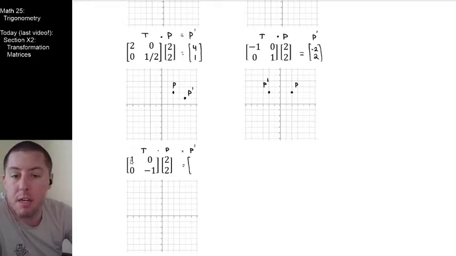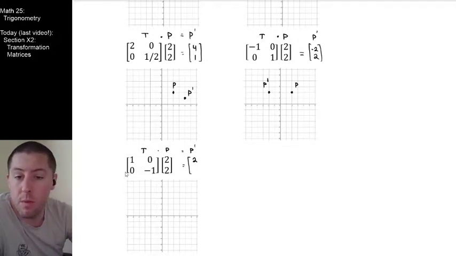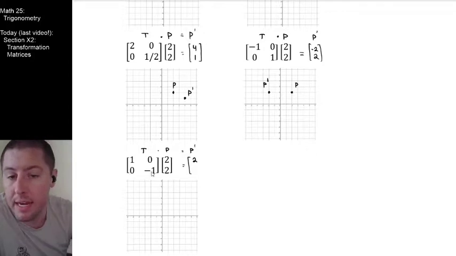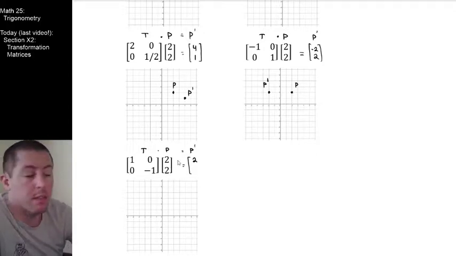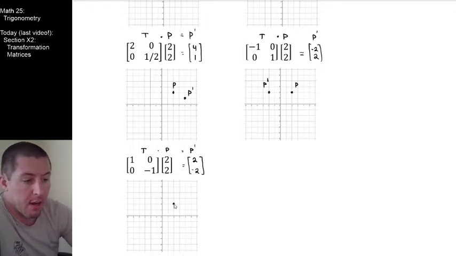Here I'm going to do the dot product of 1, 0 with 2, 2. It gives me 1 times 2 is 2, plus 0 times 2 is 0. 2 plus 0 gives me 2. For my second one, I'm going to do 0, negative 1, dotted with 2, 2. That gives me 0 times 2, which is 0, and negative 1 times 2, which is negative 2. 0 plus negative 2 is negative 2. So it looks like we got exactly what we predicted: we started at the point 2, 2, and we ended at the point 2, negative 2.